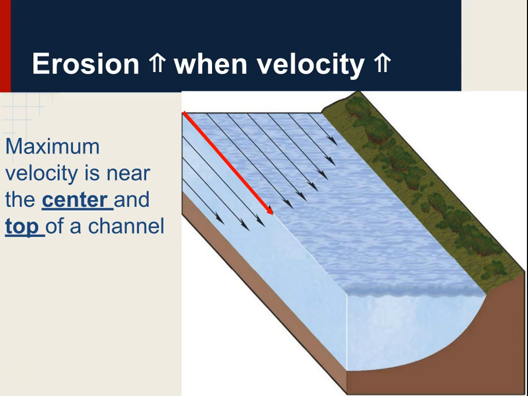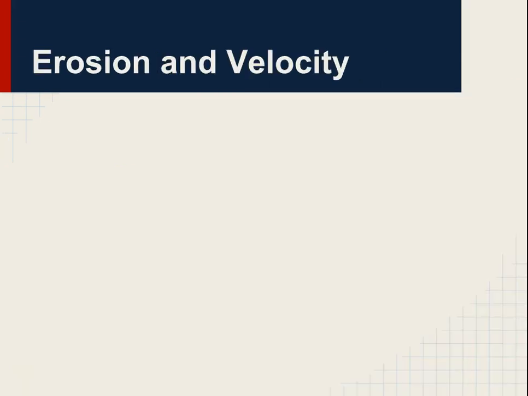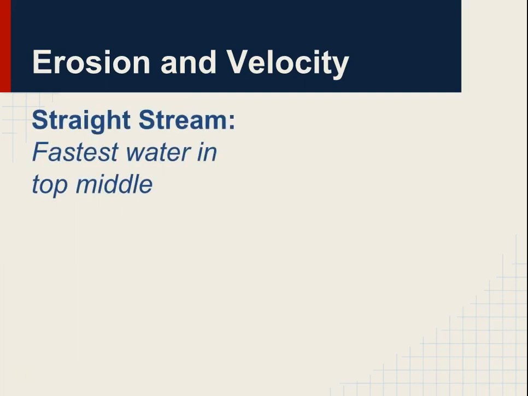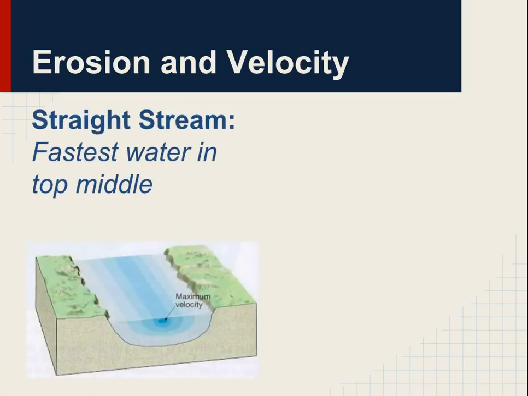So when you're looking at a stream or a river, the maximum velocity is near the center and the top of a channel. And that is because there's less friction, right? You got friction along the bottom, friction along the side, and that slows that water down. So that fastest point is going to be up and in the middle. So if you have a straight stream, the fastest moving water is going to be in that top middle portion. Okay, so if you're cruising along in your boat and you want to go real quick, you're going to get to the middle part of that stream.